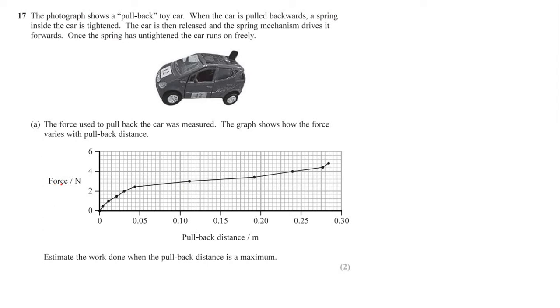Okay, this is the force in Newton and the pullback distance in meter. The graph is given. Estimate the work done when the pullback distance is maximum. So this is the maximum distance. We need to find the work done. Remember, work done is force multiplied by distance. That means the area under the graph is your work done. And it is not a straight line, so you need to estimate.